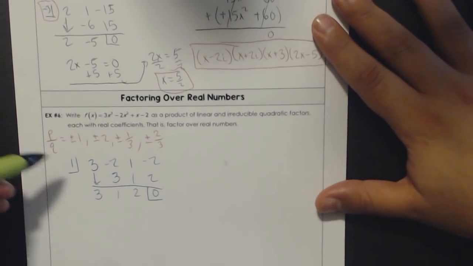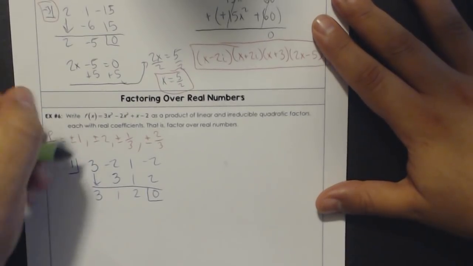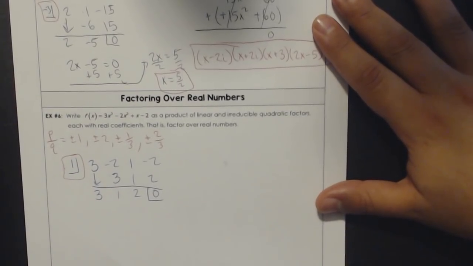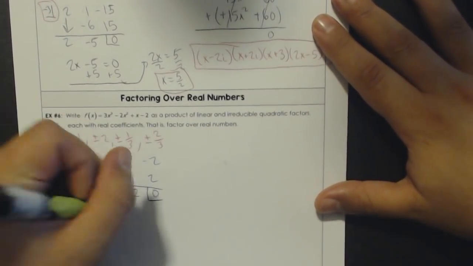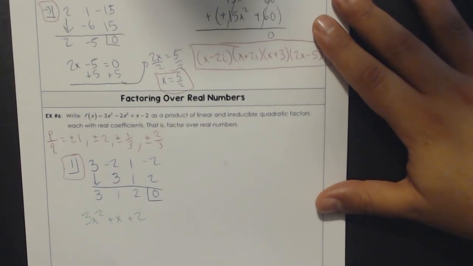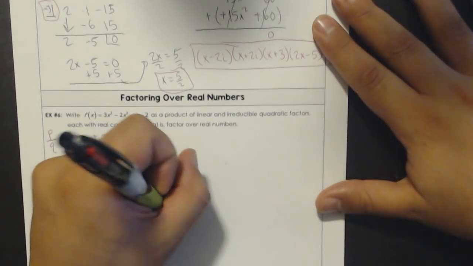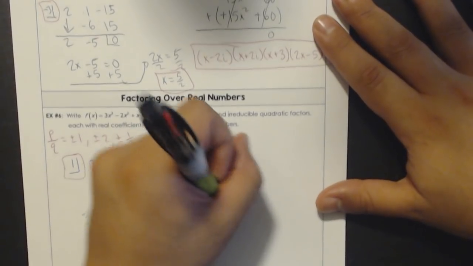And what's nice is that this tells me that x equal to 1 is a 0. It's a factor. And this gives me a quadratic of 3x squared plus x plus 2. And what we have to determine is, can this be factored? And if we try to look into it, we find out that this does not factor. So we can say that this cannot be factored.